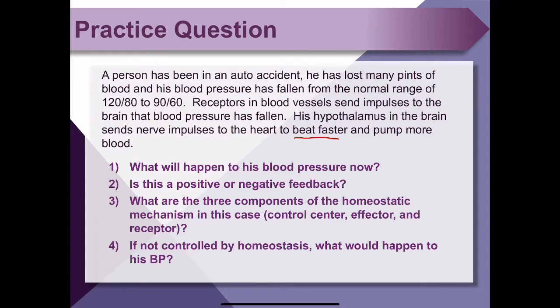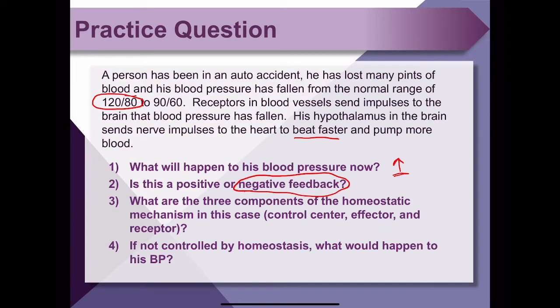So here are the questions. What will happen to his blood pressure now, okay, after the hypothalamus has sent out a signal? Blood pressure will go back up. Try to maintain that homeostasis blood pressure as much as it can. Even though the body is bleeding, it's trying to do its best though to bring the blood pressure back up. So is this a positive or negative feedback? It's increasing blood pressure, but it is negating change. It is bringing blood pressure back to normal, so it's negative feedback.